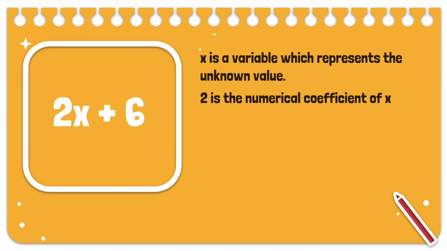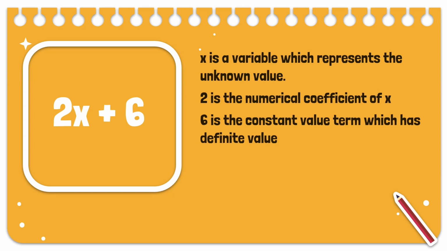Then 2 is the numerical coefficient of x. Okay, so yung katabi ng ating variable na number, ang tawag doon ay numerical coefficient, and that is 2. Then 6 is the constant value term which has definite value. So ito yung hindi pwedeng or wala nang ibang value. 6 na siya. 6 lang talaga siya. Okay? Hindi siya pwedeng mabago.